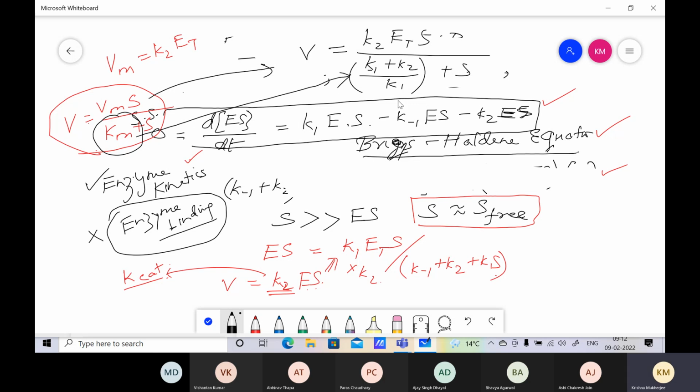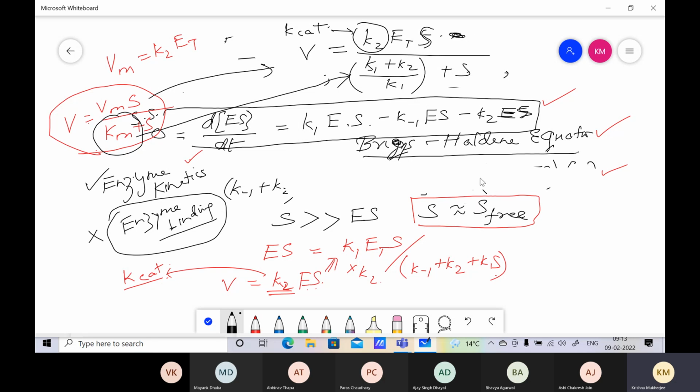So the Km value here is this, instead of K minus 1 upon K1. That is the only difference. And K2, as I said, is the catalytic constant, Kcat. K2 here is actually called the Kcat. And as I told you in the last class, it is Vmax, it's K2 upon Km, which is really the critical thing because substrate concentration is very small and most reactions are first order.